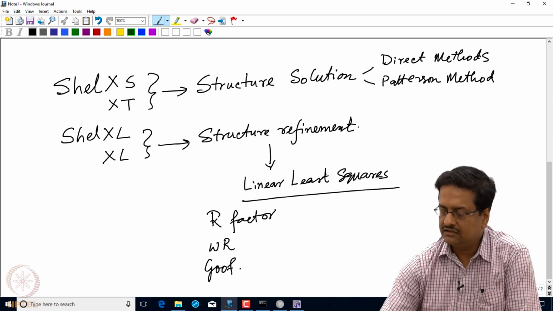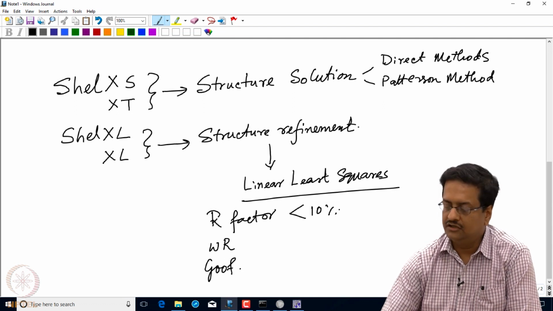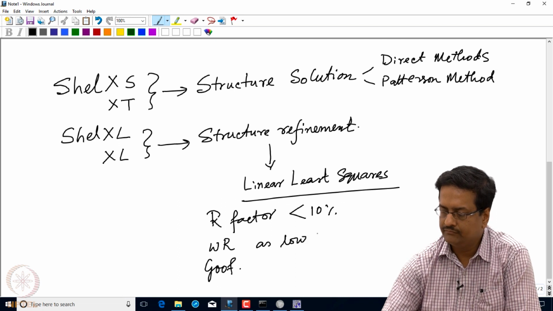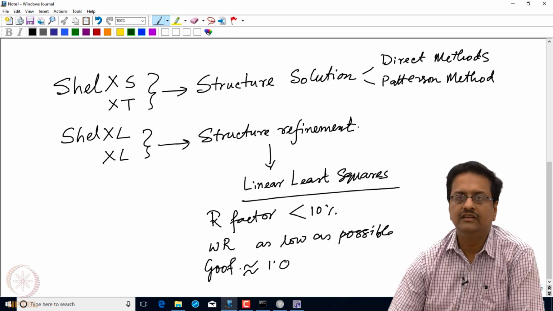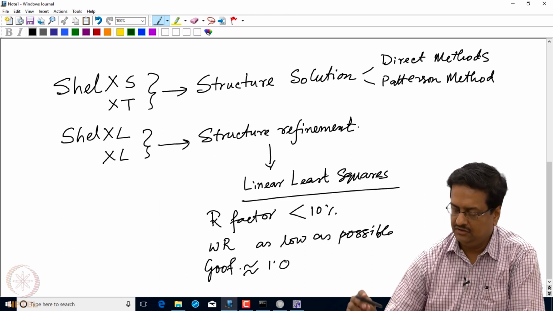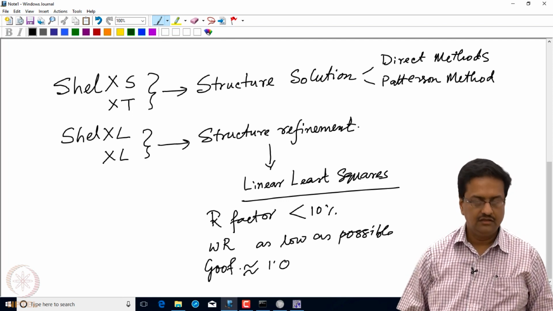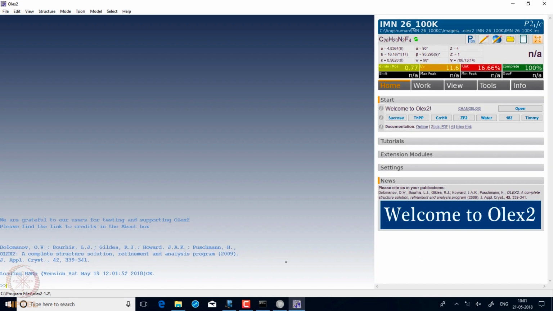The acceptable value of the R factor is less than 10%, wR2 should be as low as possible, and the goodness of fit should be close to 1.0, which indicates that the structure has been solved appropriately to fit the data that we have collected.